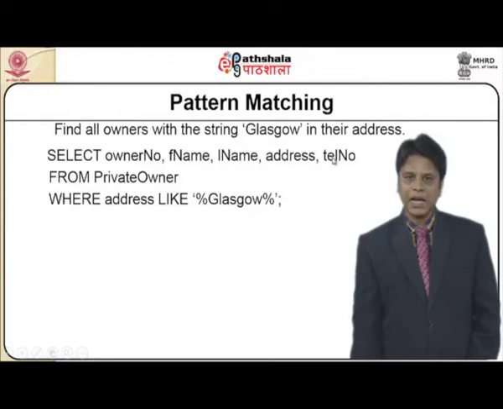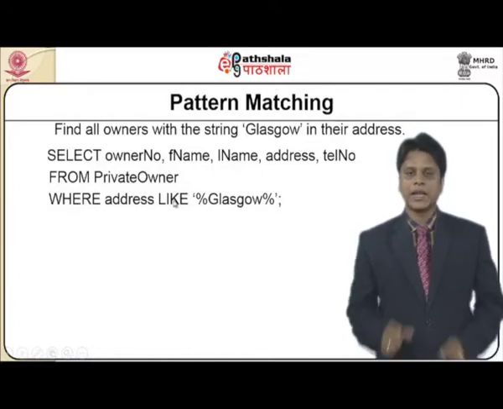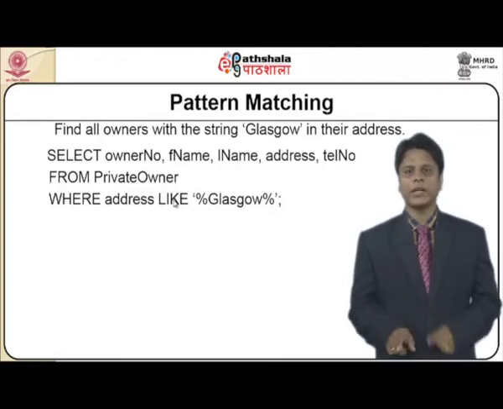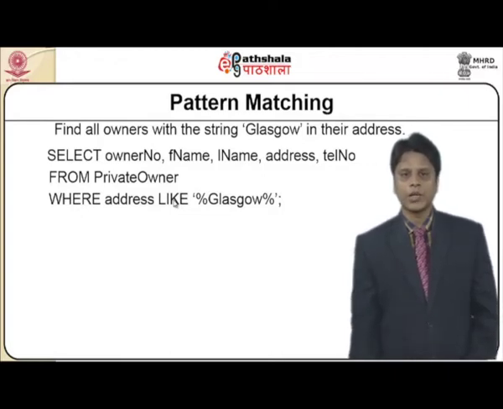So these are the list of values that are to be presented from a private owner. This is supposed to be a new table, the private owner table, where the address is like Glasgow. This Glasgow cannot be expected as such, because it is not the only value that will be available in that column. Instead, it will be part of the other characters.